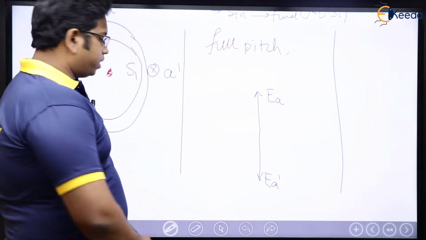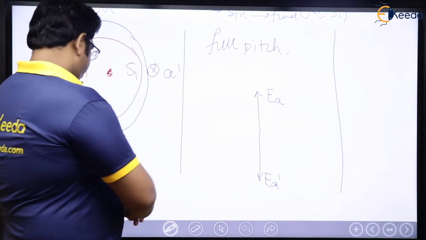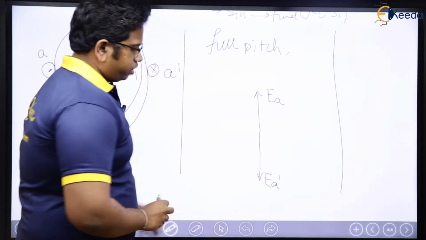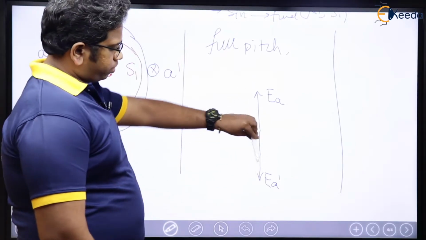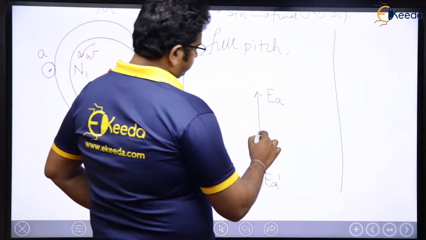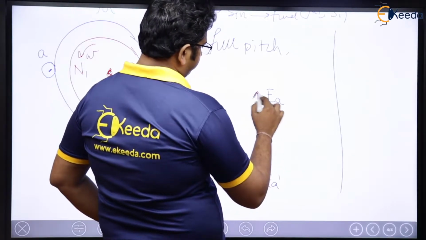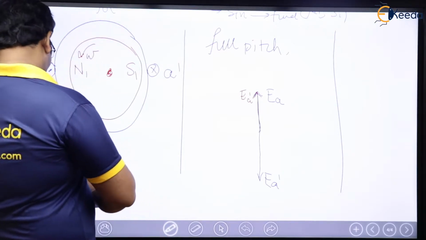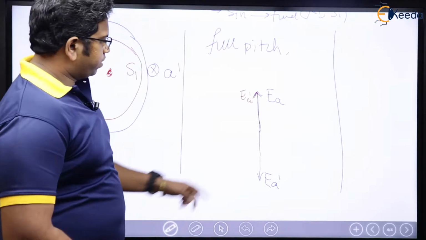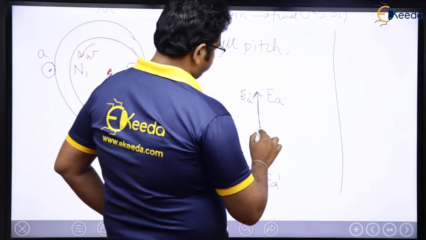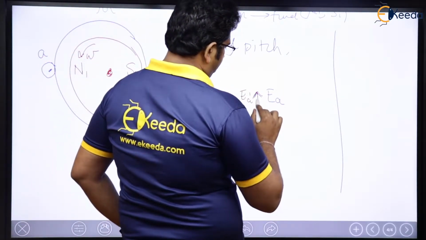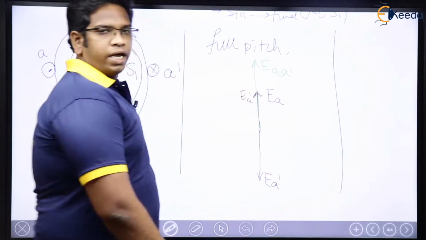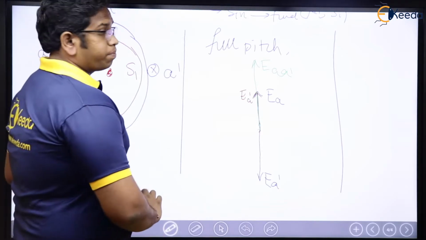Now what happens here? Because of the back-to-back connection, this EA dash has to be flipped up. So because of the back-to-back connection, EA dash will be flipped up, and then I will get EA plus EA dash, the addition of these two. Now let me think of short pitch.